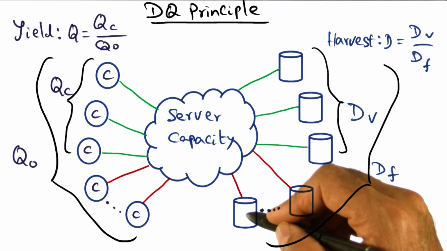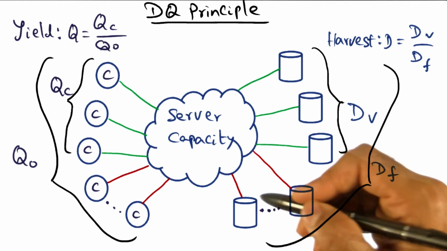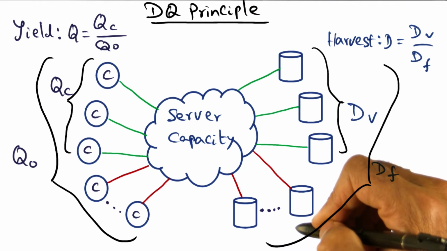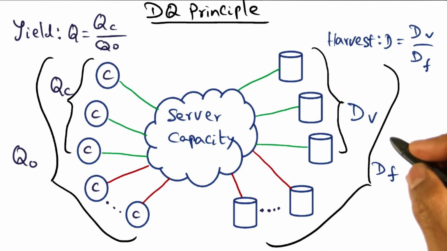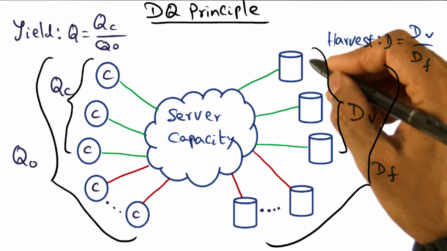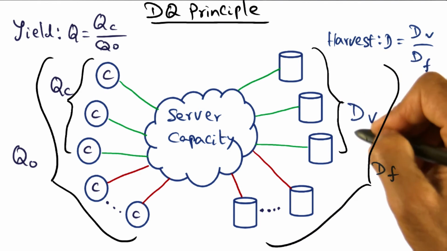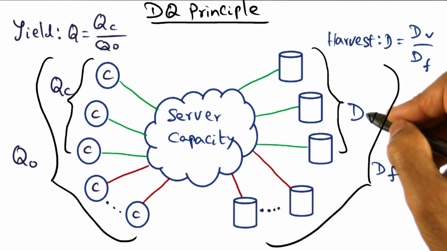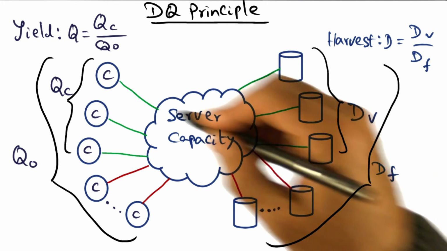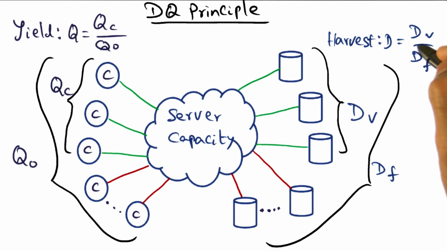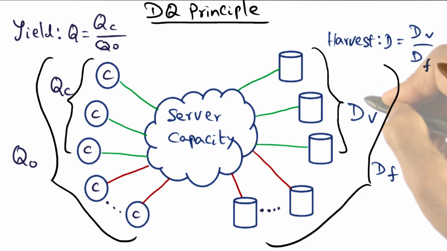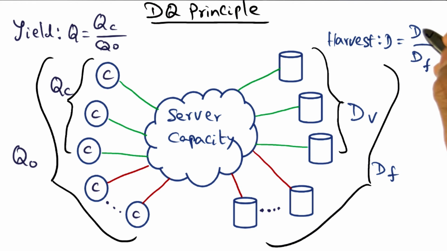However, it may be that because of either failures of some of the data servers or the load on the server, it is only able to process the query using a portion of the total data set, DV. So DV is the available data that is used in processing the query. In that case, the harvest D is defined as the ratio DV over DF.